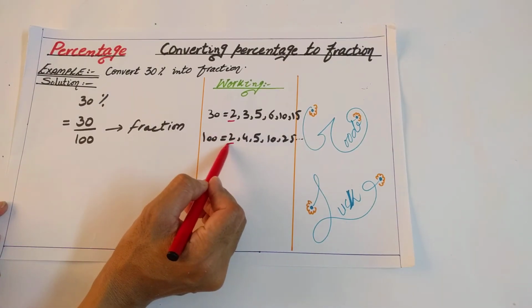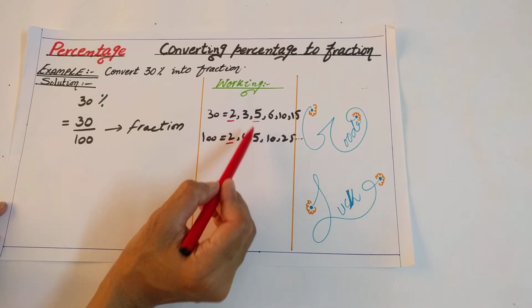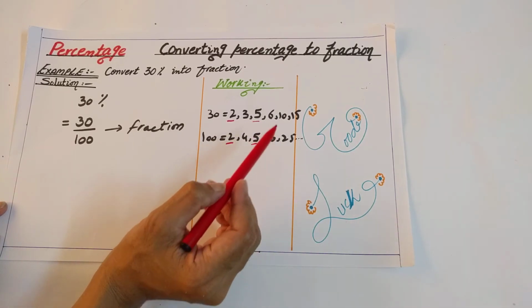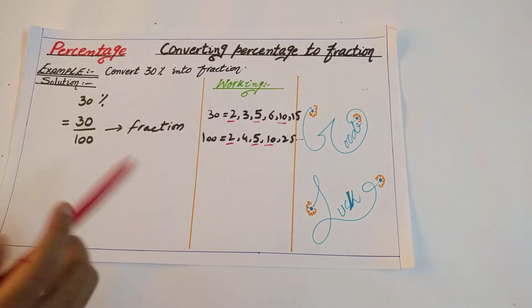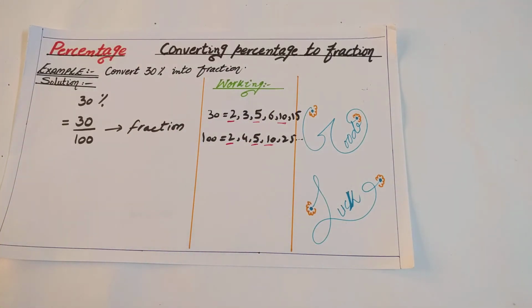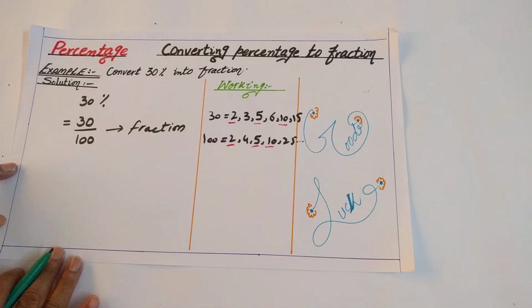2 is the common factor of 30 and 100. 5 is the common factor of 30 and 100. 10 is the common factor of 30 and 100. You can choose any one of them. But if you choose a smaller one, then you have to divide again and again to get the lowest term. So it's better to choose the highest common factor.